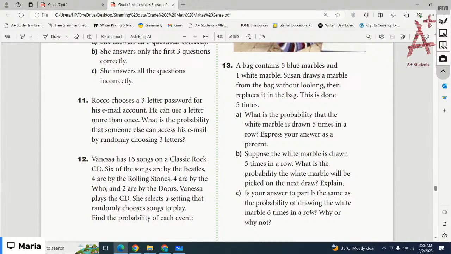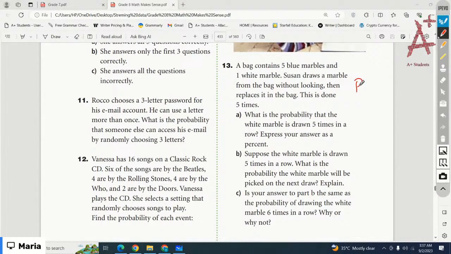Okay, 5 blue and 1 white marble. So, what is the probability that the white marble is drawn 5 times? You have to calculate the probability of white. The white marble is just 1, and 5 of the marbles are blue, so the total marbles are 6. The probability of white is 1 over 6, because the total marbles are 6.